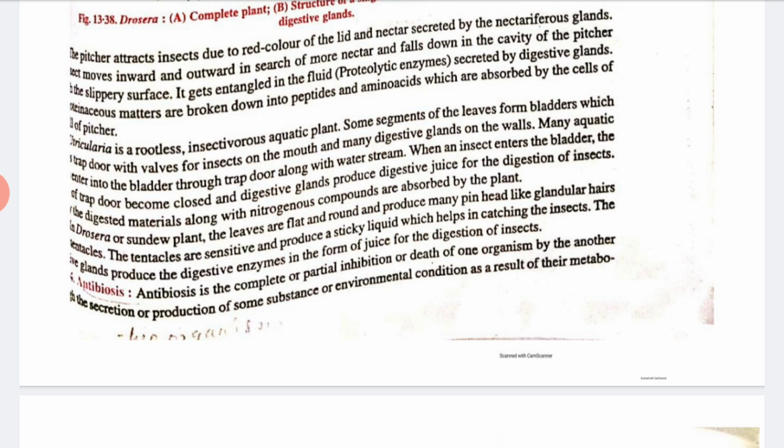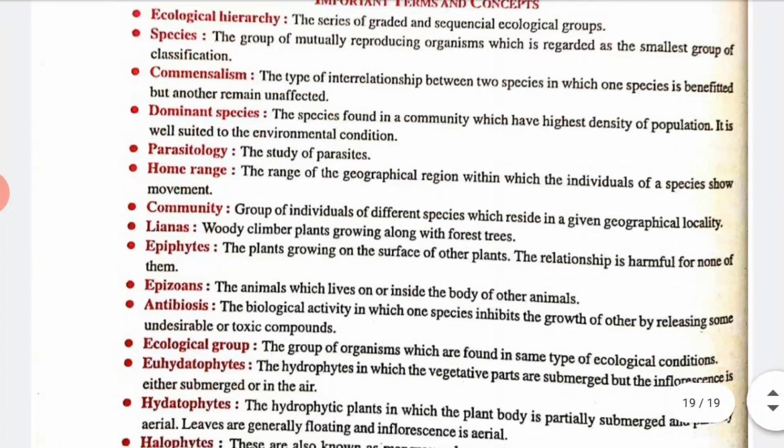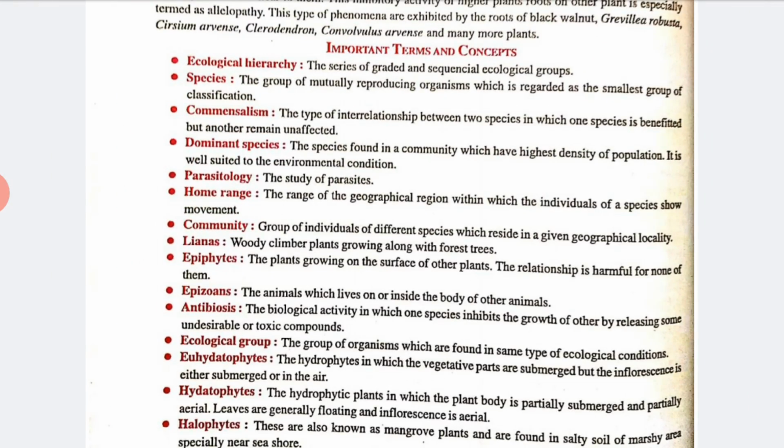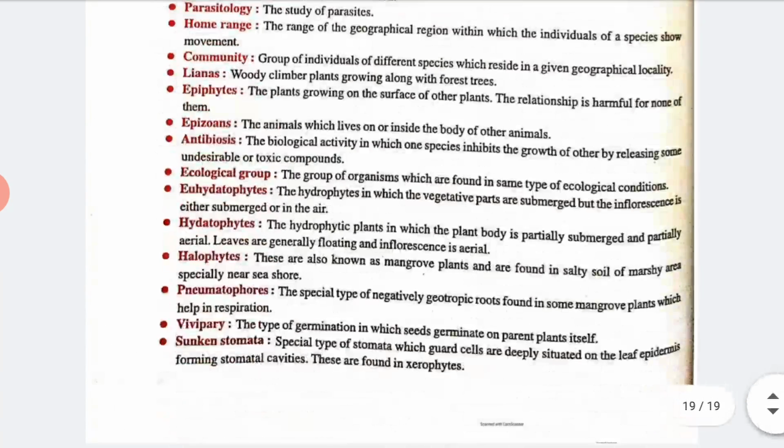So in this way we have seen many types of adaptation of different types of organisms in this chapter. Okay, so at last some important terms and concepts are given here. You can read them, this is very important. So here your chapter is completed. Hope you understood. Thank you.